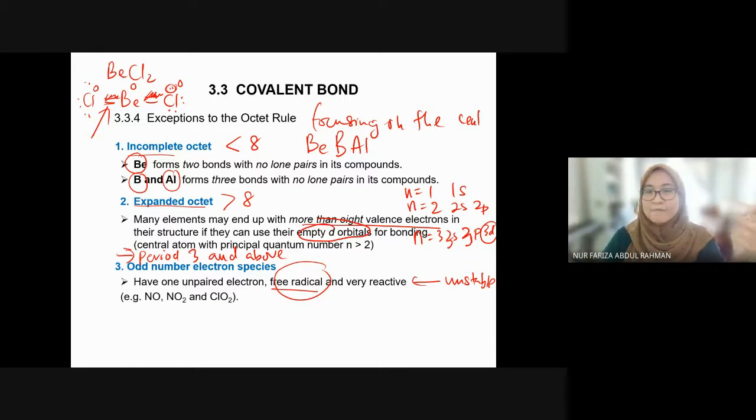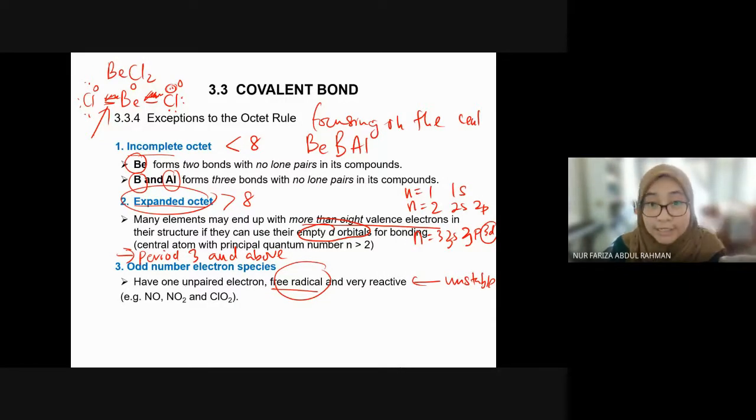For n equals 2, it cannot have an expanded octet. Elements from period 2 are lithium, beryllium, boron, carbon, nitrogen, oxygen, fluorine and neon. So these elements follow octet. That's why carbon must follow octet. Fluorine and oxygen follow octet. They cannot expand, because they come from n equals 2.